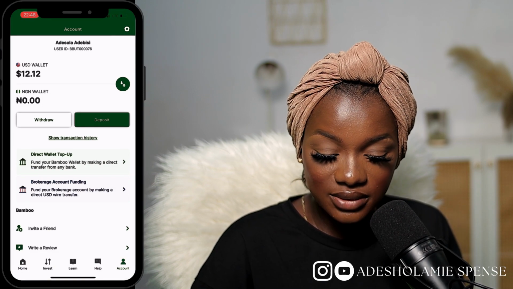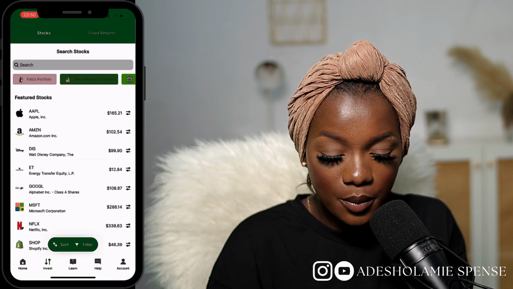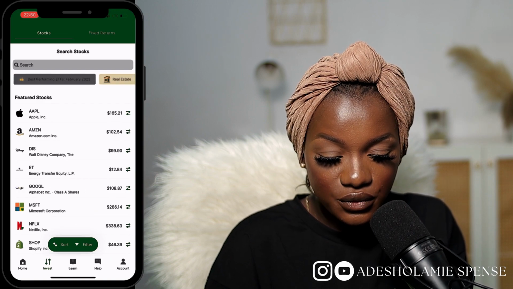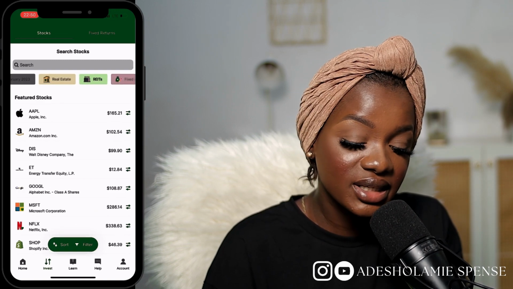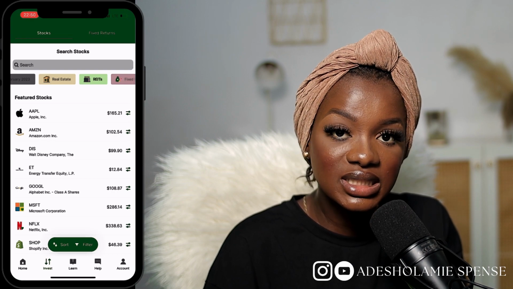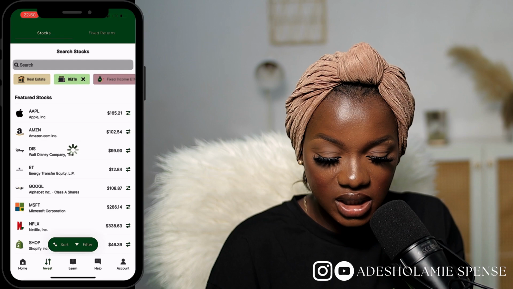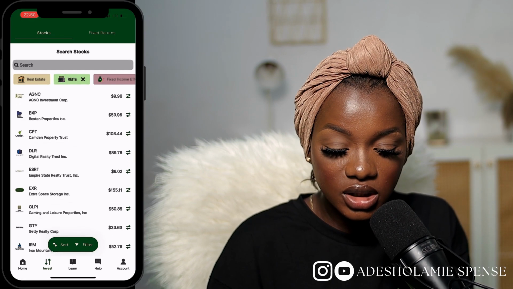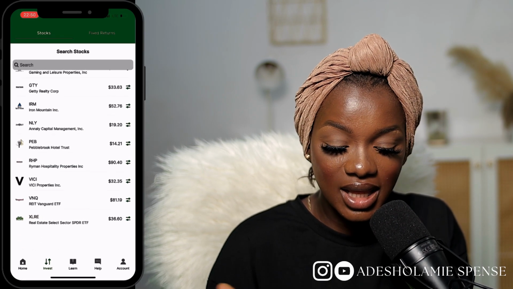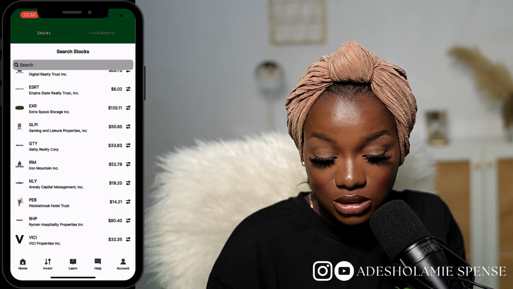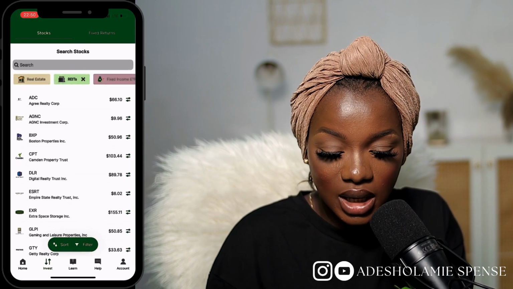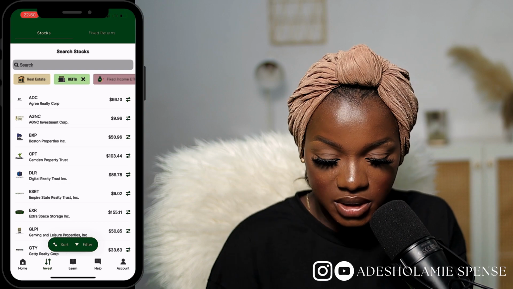Right, so let's invest in real estate. All you have to do is look for this real estate tab, or this REITs. What this means is real estate investment trust. Click on it, and it's going to give you all the real estate investment trusts that they currently have. So you can just look through and pick the one that you feel comfortable with.